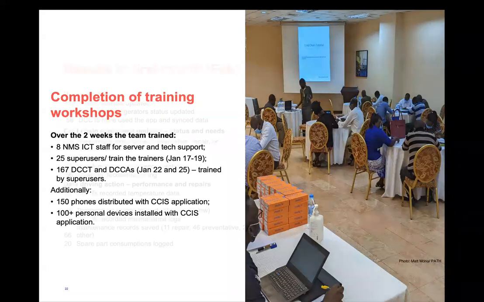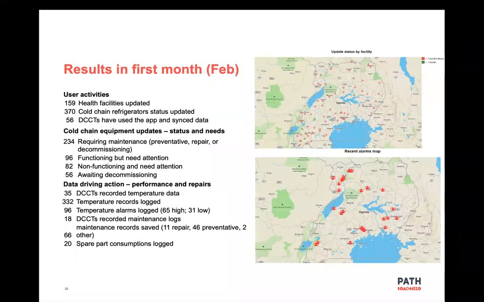Next, please. So what does that mean, and what are the results from that? Within our first month of February, we were able to show that almost 160 facilities were updated, 370 refrigerators were updated, and 56 district cold chain technicians had used the app and synced new data to the system. Again, that's 28 days of February.